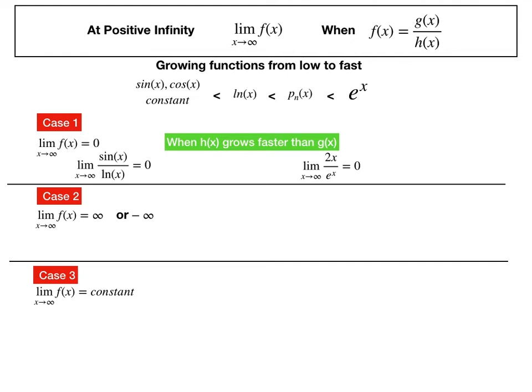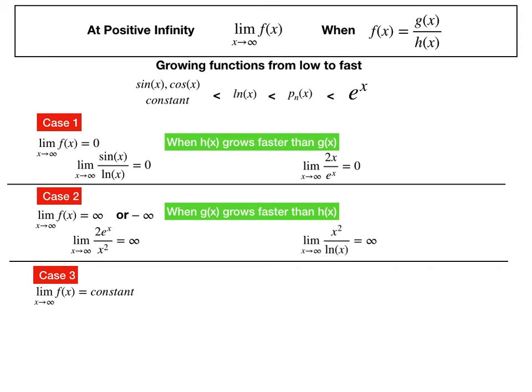In the second case, the limit of the function f of x will be infinite if the function g of x grows faster than the function h of x. An example of this case is the limit of 2 e to the x divided by x squared. e to the x grows much, much faster compared to x squared, so the limit as x goes to infinity should be positive infinity in this case. Another example is the limit of x squared divided by natural log of x as x goes to infinity. Again, x squared grows faster than natural log of x, so we have infinity as the limit.